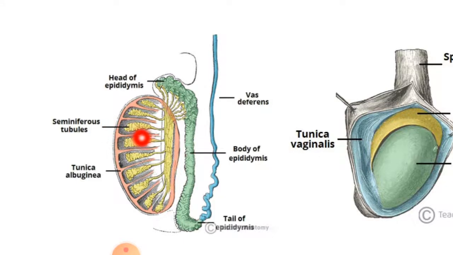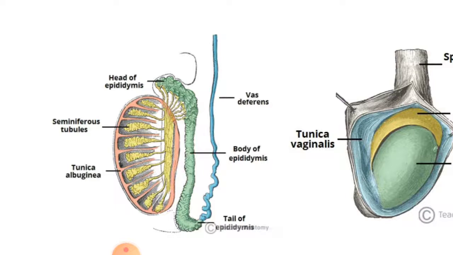Here you can see that the ingrowths of the tunica albuginea have formed the septa, and it has divided the glandular pattern of the testes into the lobules.